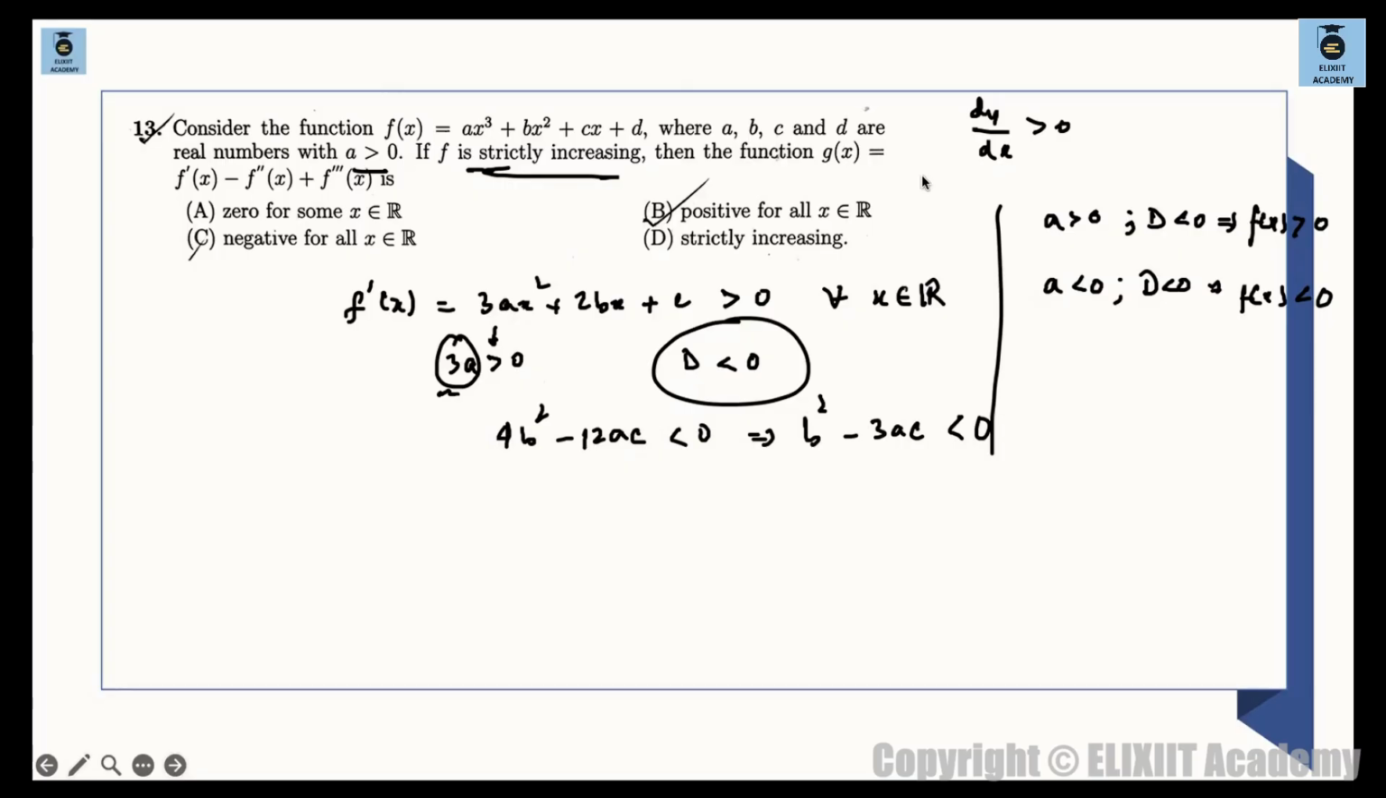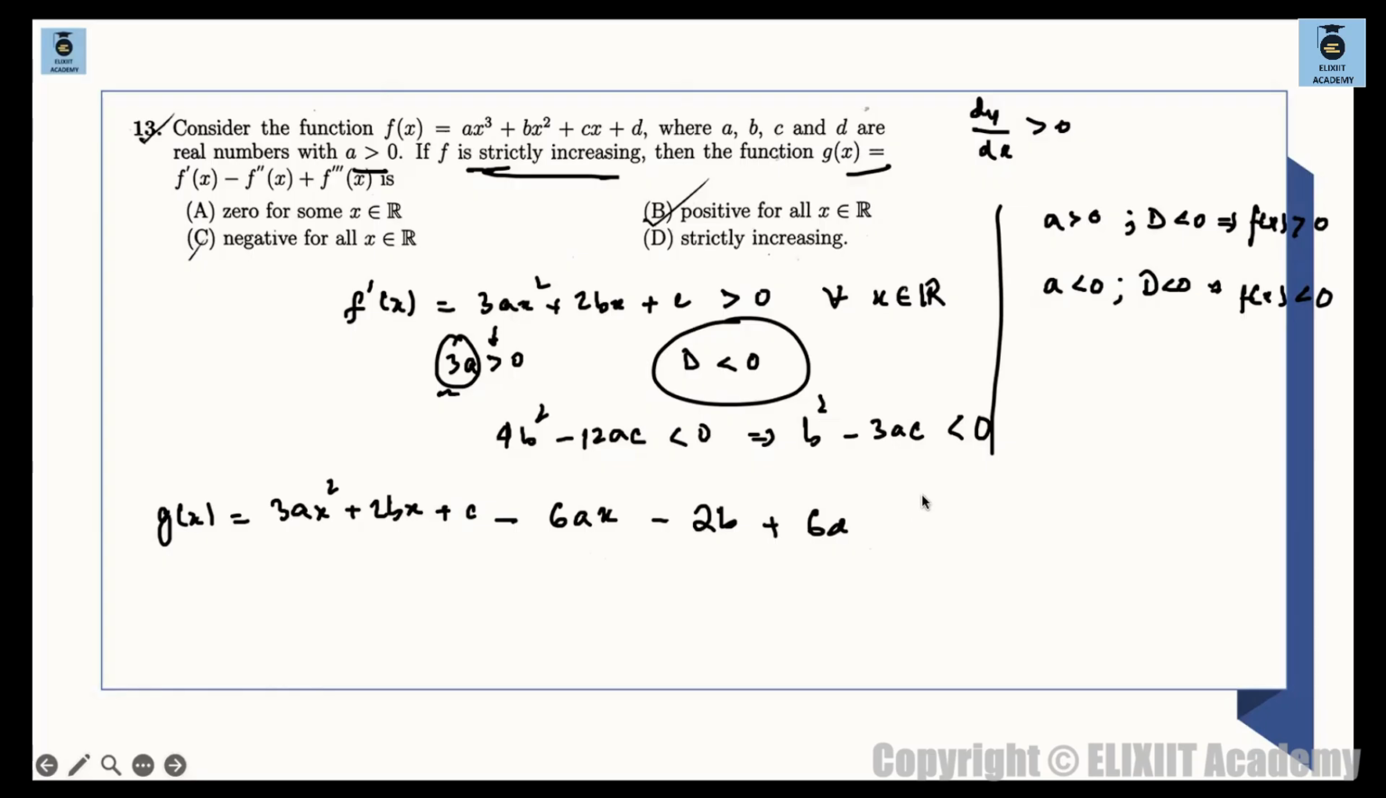Okay. So now we see what we can derive from this gx function. Let us write down gx. So gx is f dash of x, which is 3ax square plus 2bx plus c, minus f double dash of x, which means differentiating once again, which is 6ax plus 2b. You multiply with the minus, so minus 2b, and this constant is 0, plus f triple dash of x. So f triple dash of x means differentiation of this, so that's 6a only.